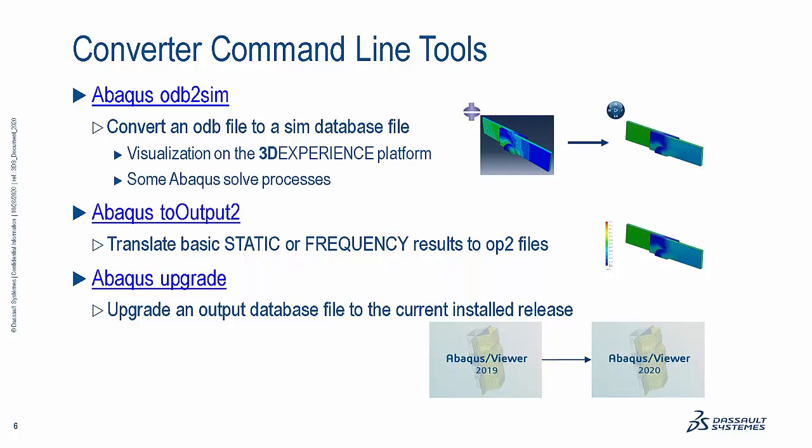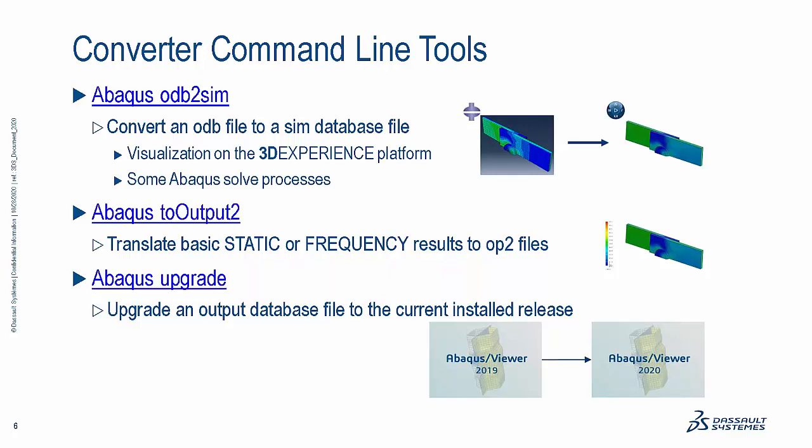Abaqus to Output2 allows you to translate basic static or frequency results to OP2 files. If you're working with some other software that you need to convert to, you can do that. We have Abaqus Upgrade as well.